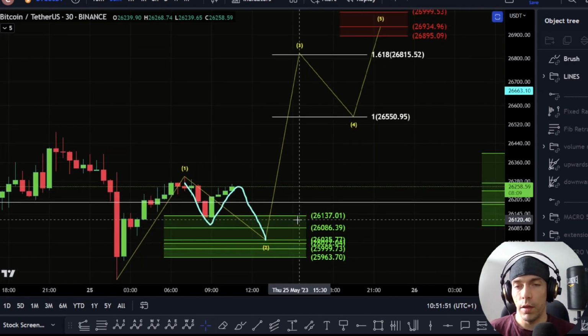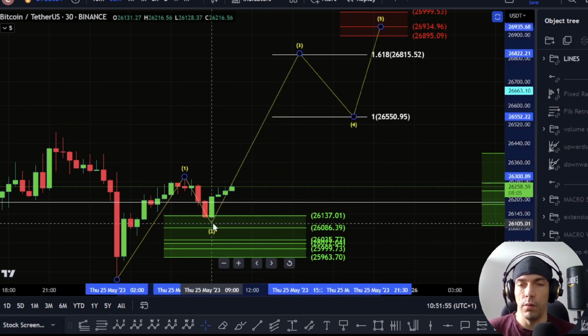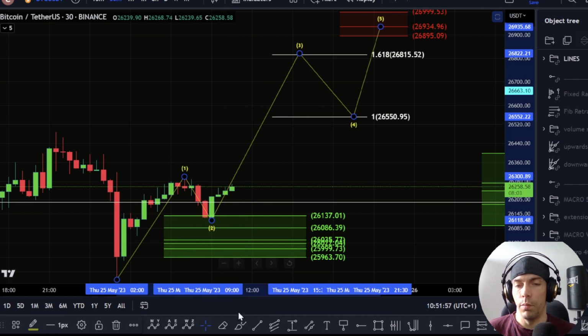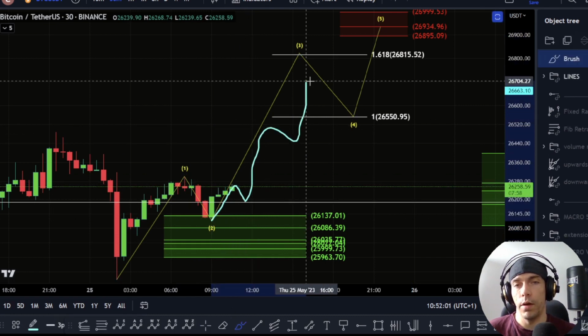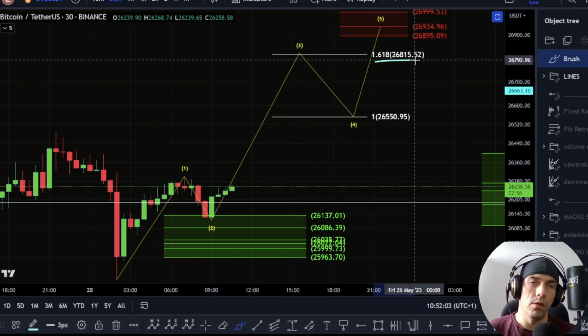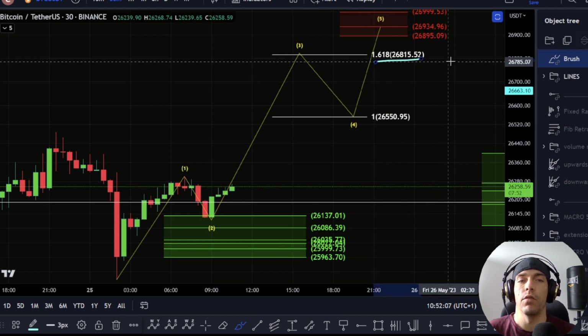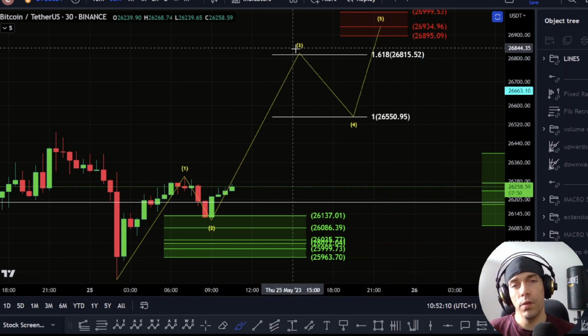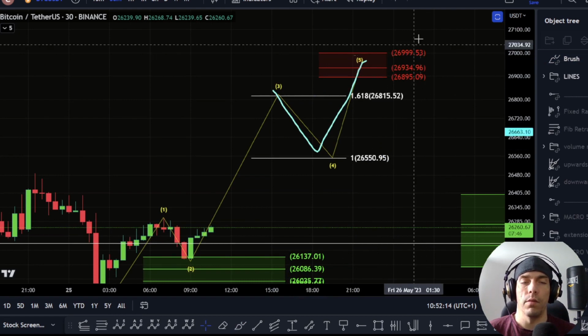Now, it is possible that this move over here in itself could already be a completed corrective move, and we could look to actually just push up directly, where this becomes another 1, 2, 3, 4, 5, and then we'd be looking for this as a target area towards the zone of this 26,815. If we did get a move up into the zone, we'd be looking for a 4th and a 5th, which would set us up for a move towards this 27K region.